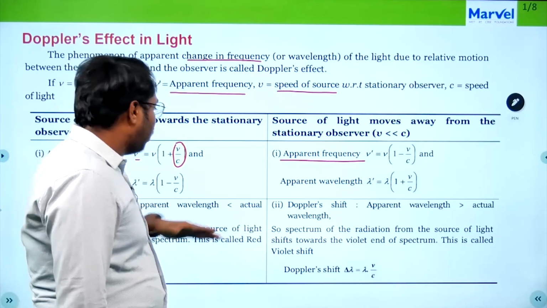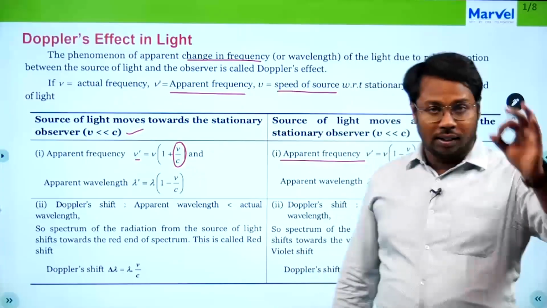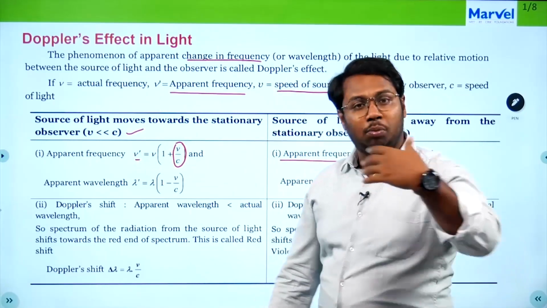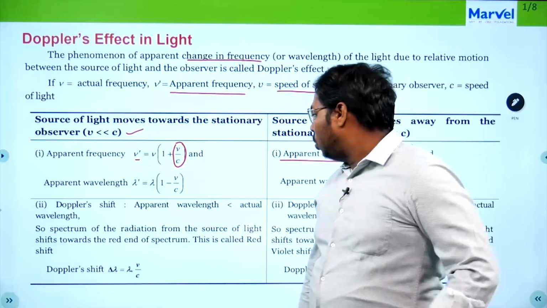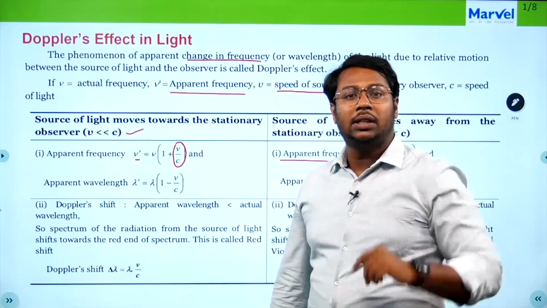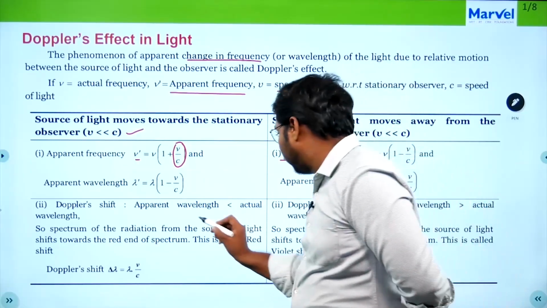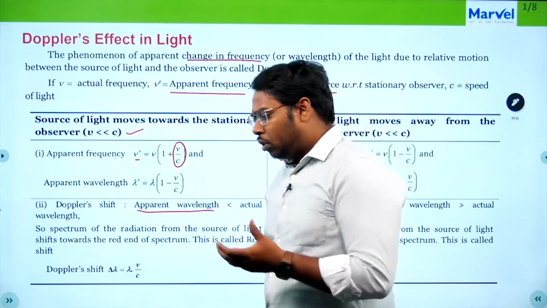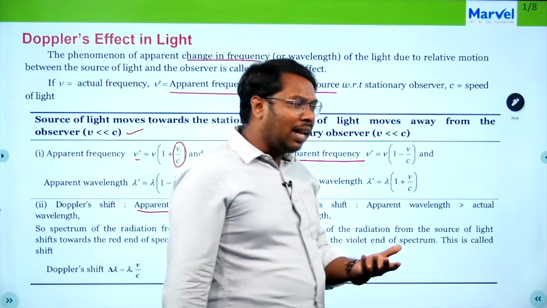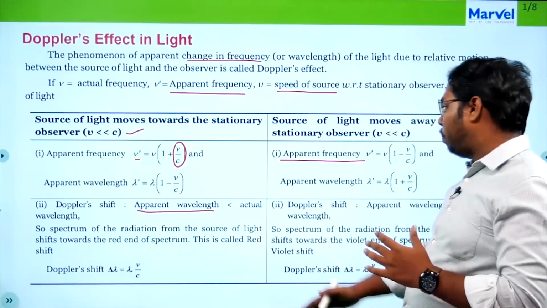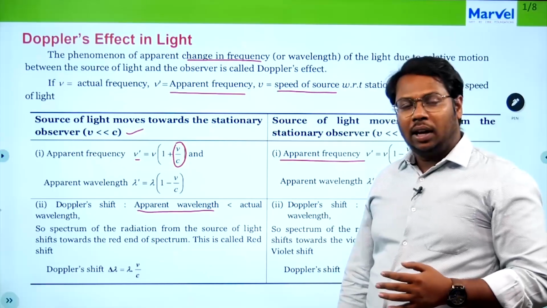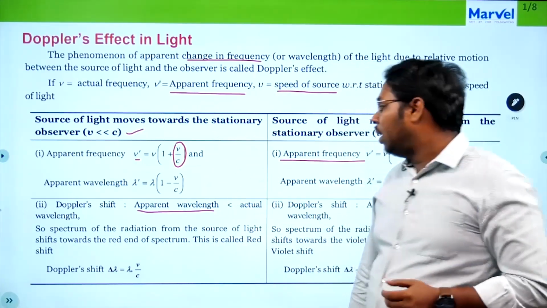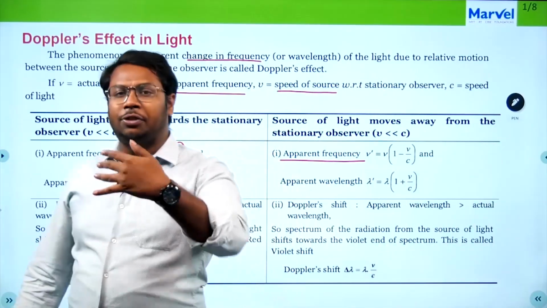Now we move to the third one, which is a very important case. Listen very carefully. When the source of light is moving towards the observer, your apparent frequency increases, so your apparent wavelength decreases. That is the reason why your apparent wavelength is less than the actual wavelength. So, if the wavelength is less than the original wavelength, the spectrum of radiation from the source of light shifts towards the red color.